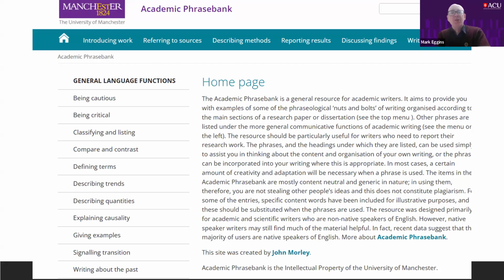They've got relationships or purposes from left to right at the top, and also from top to bottom on the left. The ones on the left, top to bottom, where it says general language functions, I think you might find a little bit more useful, because the ones on the top are a little bit more research focused. So let's have a look at one. I went for explaining causality, because causality is very, very fundamental to all academic writing, cause and effect. Or sometimes it's a little more complex.